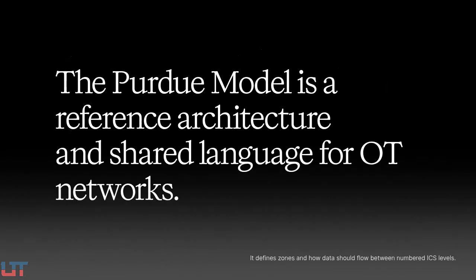The Purdue Model doesn't tell you what equipment to buy or what vendor to use. It's a reference architecture, a shared language for describing the zones of an industrial network, what belongs in each zone, and how data should flow between them. Once you understand it, you'll recognize it in every OT security document, every network diagram, and every conversation with a security auditor.